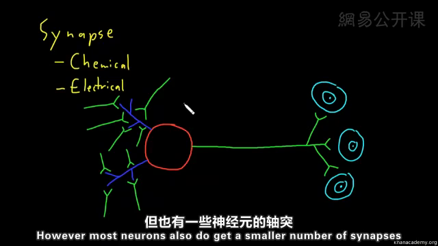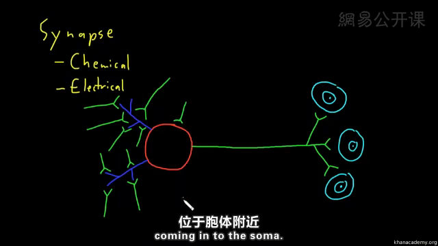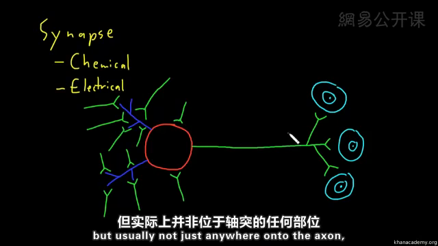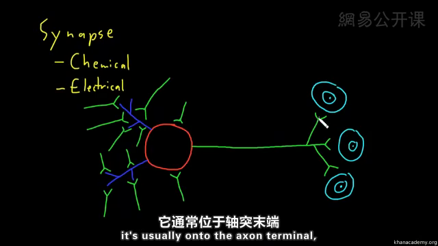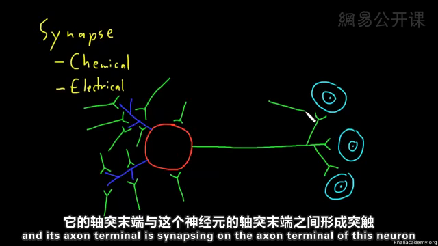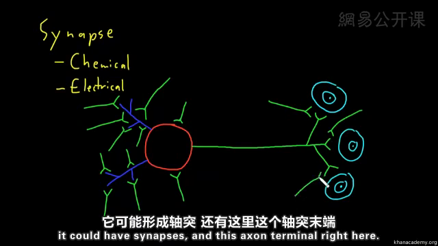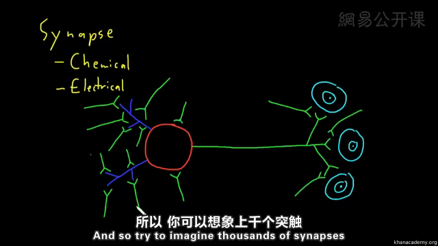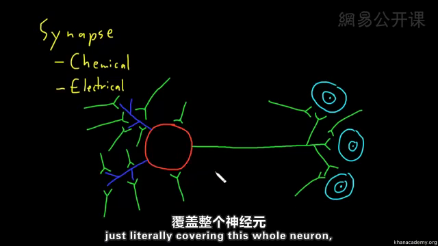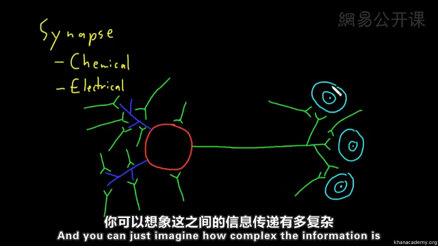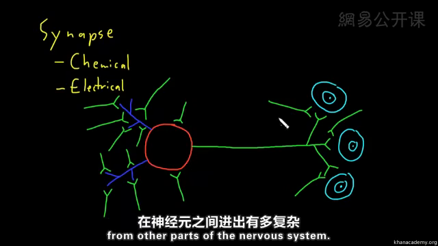However, most neurons also do get a smaller number of synapses coming in to the soma. And there are even synapses onto the axon, but usually not just anywhere onto the axon. It's usually onto the axon terminal, so that this axon comes in and its axon terminal is synapsing on the axon terminal of this neuron. And it could be the same with this axon terminal. It could have synapses, and this axon terminal right here. And so try to imagine thousands of synapses just literally covering this whole neuron, and that it in turn is connecting with thousands of target cells through synapses. And you can just imagine how complex the information is that's flowing into and out of the neuron from other parts of the nervous system.